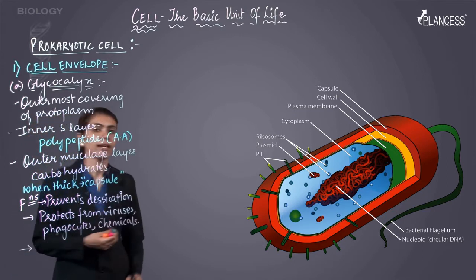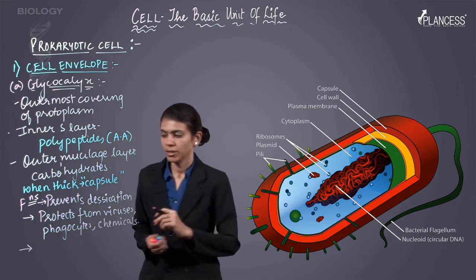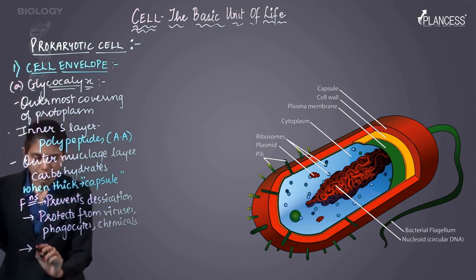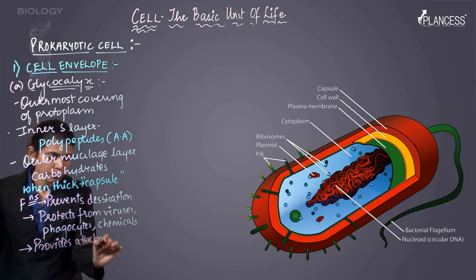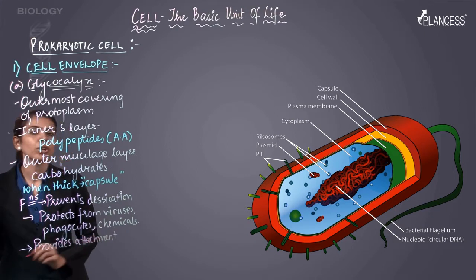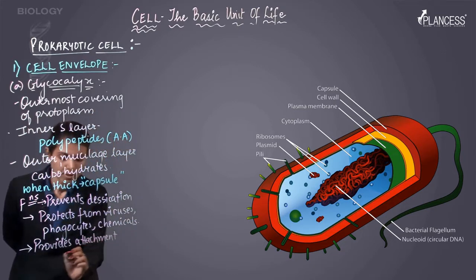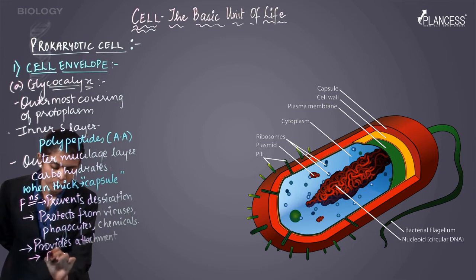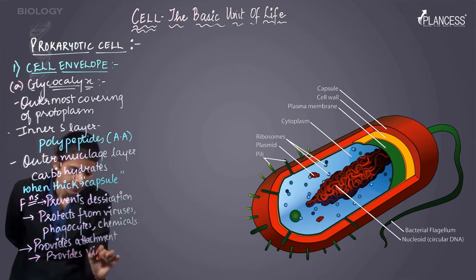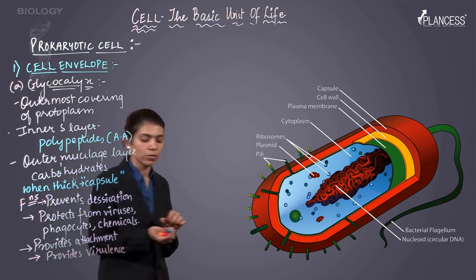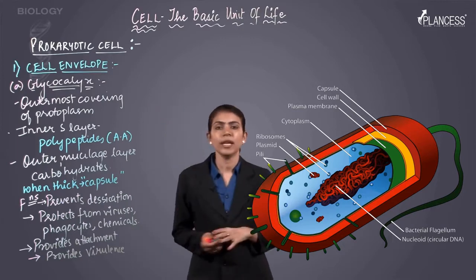The third function is that it serves as a site of attachment. And the last function of the glycocalyx layer is that it provides virulence to the bacterial cell. So it is the layer which is responsible for virulence. So this was the outermost layer in the cell envelope.